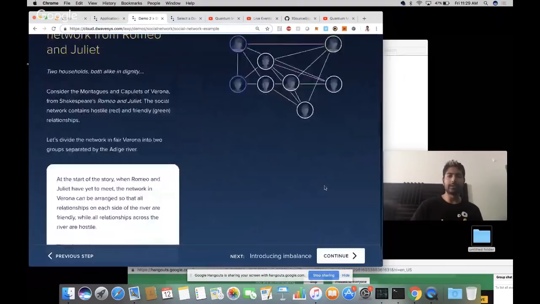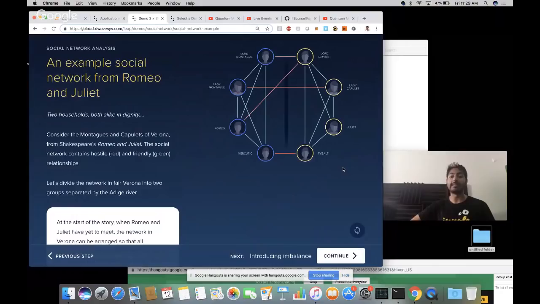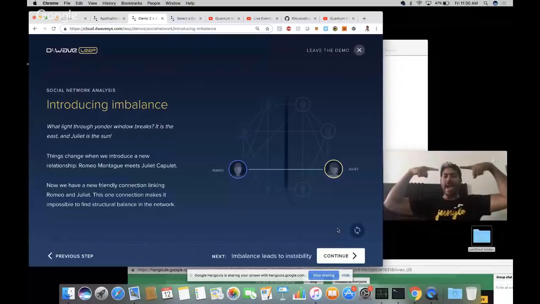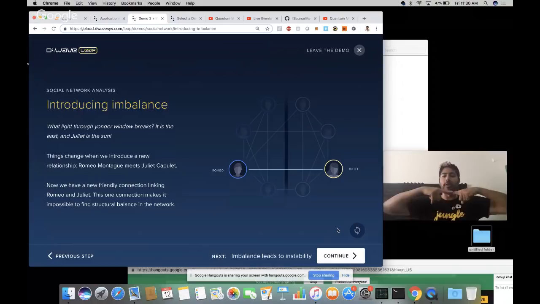So at the start of the story, where are we? There is a river that divides these two communities, right? They are all connected with each other, and then they have connections across the river that are negative. These are enemy connections, but between each other they have friend connections. And then all of a sudden, Romeo and Juliet fall in love, and a new connection is formed in this social graph.